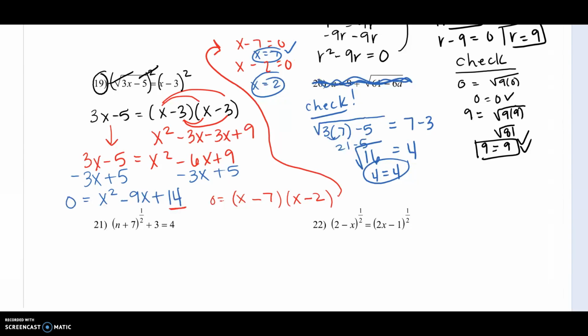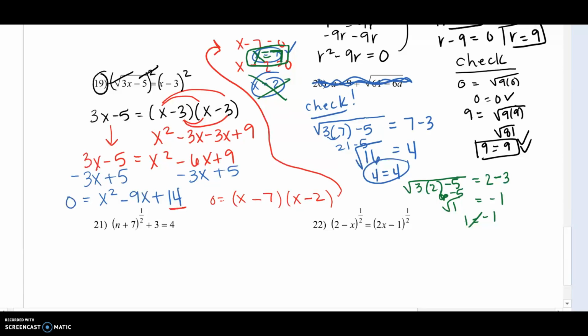Now we're going to check 2. And so I have the square root of 3 times 2 minus 5 equals 2 minus 3. So I get negative 1 here. I get 6 minus 5, which is 1. The square root of 1 is 1, so 1 does not equal negative 1, and so we aren't going to include x equals 2. And so our answer is going to be 7.